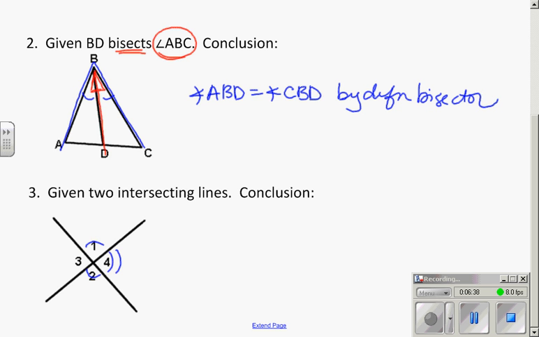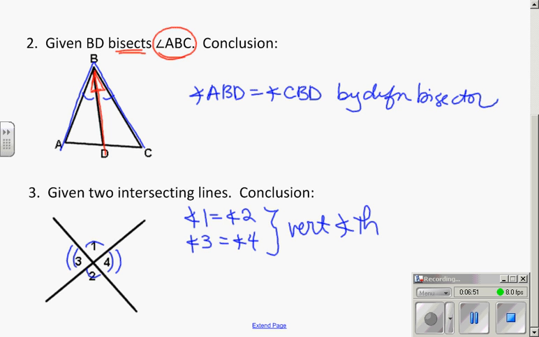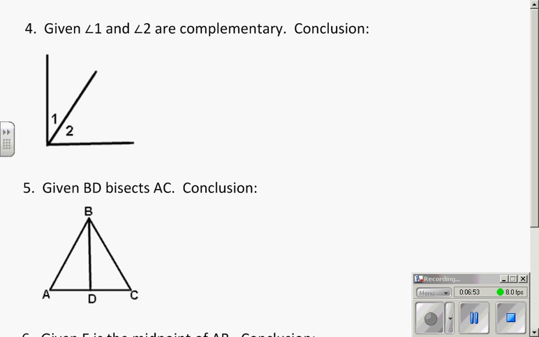Given two intersecting lines, the conclusion you can always draw is that you have vertical angles. So angle 1 equals angle 2, or angle 3 equals angle 4, whichever pair you need, by the vertical angle theorem.